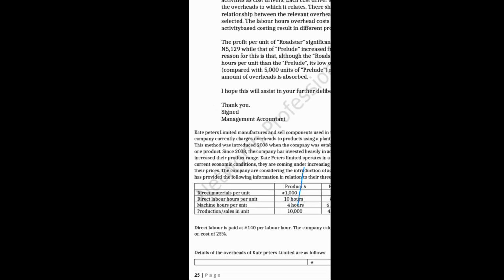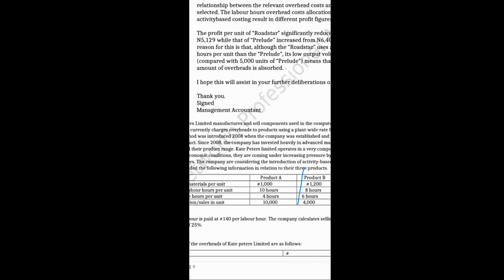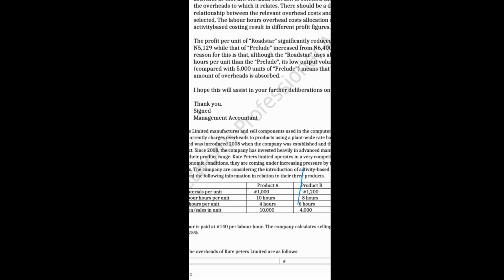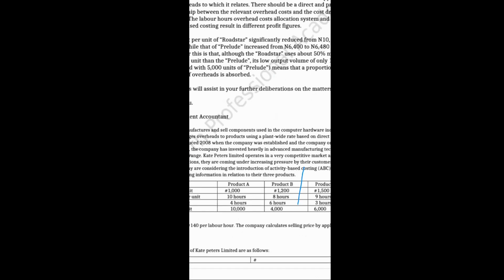Kate Peters Limited manufactures and sells components used in the computer warehouse industry. The company currently charges overhead to products using a plant-wide rate based on direct labor hours. Please underline. We are solving this question together. This method was introduced in 2008 when the company was established, and when the company only produced one product.